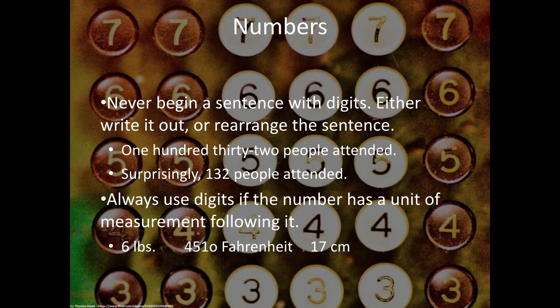And if there's a unit of measurement, like 451 degrees, or 17 centimeters, or 6 pounds, then you always use digits and you may abbreviate your units. So lbs. with a period is okay for pounds.